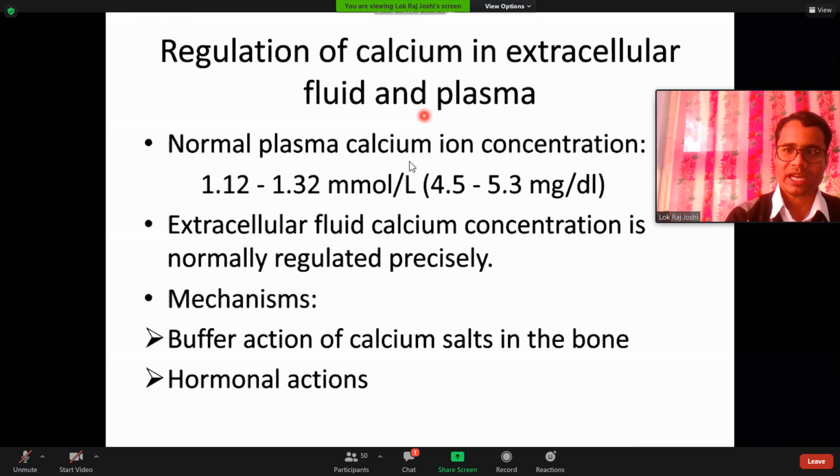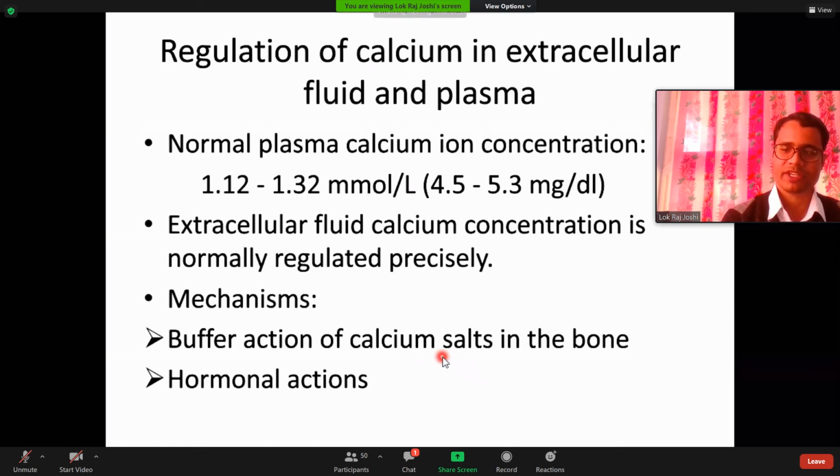How are calcium levels regulated? We have mentioned the hormonal control, and there is another chemical control, just chemical reactions, the buffer action of calcium salts in the bone. It means there are amorphous calcium salts in the bone. We call them amorphous calcium salts in contrast with the crystalline salts. Hydroxyapatite is crystalline. There are some other salts also, like calcium phosphates in the bones, and they can give calcium ions when necessary, and they can take calcium ions when necessary again.